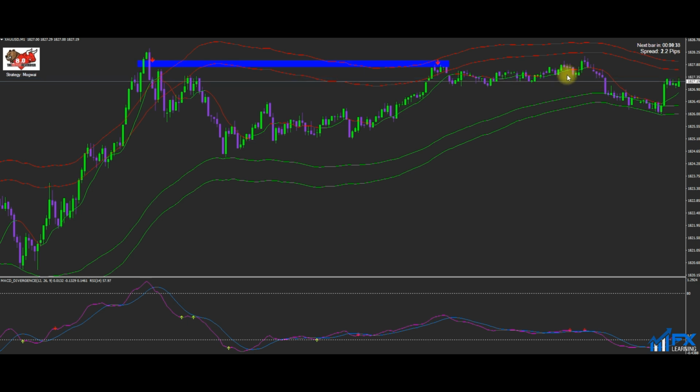I was in this trade for a good 15 minutes before price actually dropped below the TCA line. But I got around 60 or 70 pips out of that trade. I had a 30 pip stop loss, 70 pip take profit. Nice little 1-to-2 risk reward ratio.